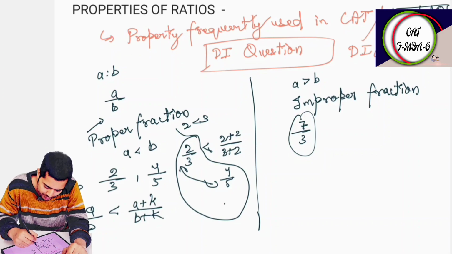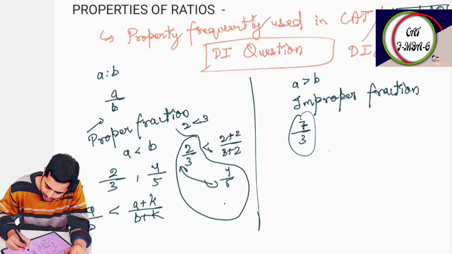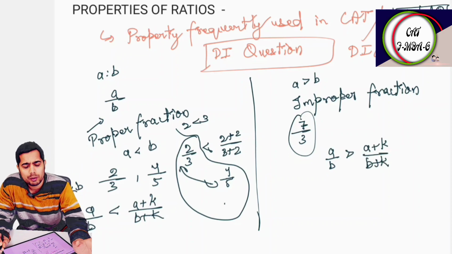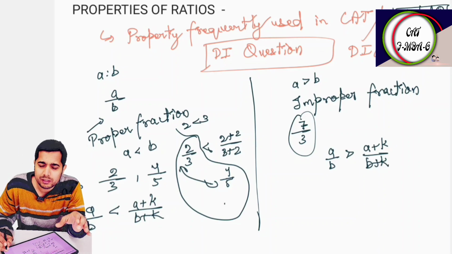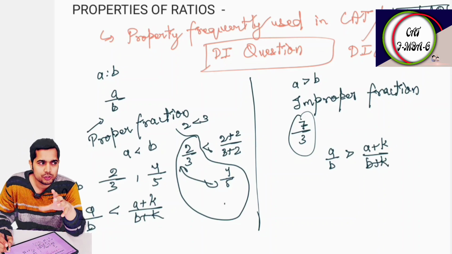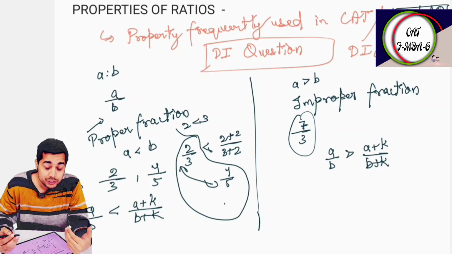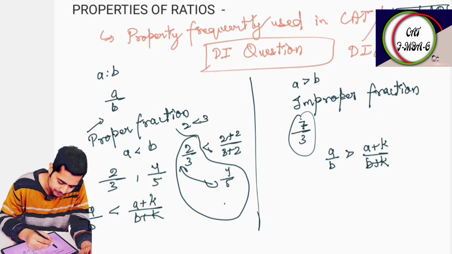In case of an improper fraction, it is quite the opposite. So A by B is greater than (A plus K) divided by (B plus K). This is a simple property. Just remember it. While we are solving the questions, I will show you how to use this. So let's proceed to the next topic.